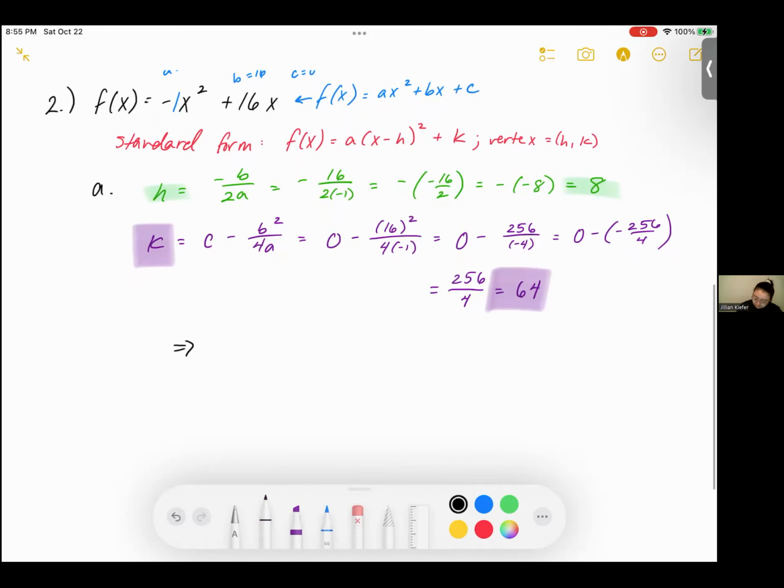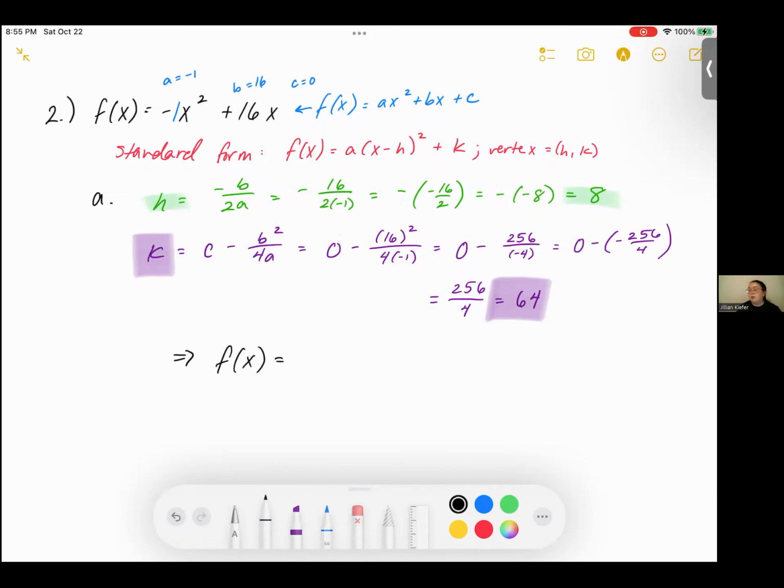So we've got f of x is equal to a, which we said was negative 1. We don't necessarily have to write the 1, but you can if you would like to. You can just write a negative. And then we have (x minus h), which we said was 8, squared, plus k, which is 64. So for part A, our answer would be f of x is equal to negative (x minus 8) squared plus 64. All right, that was our answer for part A.